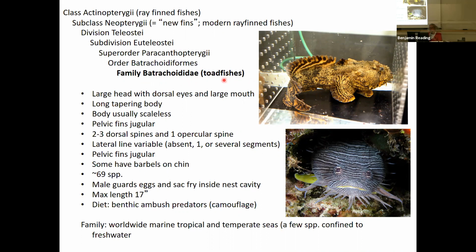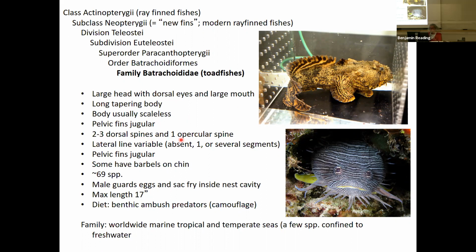Batrachoididae, the toadfishes. Now, these things, when I said odd, this is what we're talking about. We're starting to get into these odd-looking fishes. Large head with dorsal eyes. The eyes are on the top of the head. Very large mouth. A long, kind of tapering body. Body is usually scaleless. These things don't have any scales. It's just skin. And again, the pelvic fins are usually in the jugular position, right under the throat.